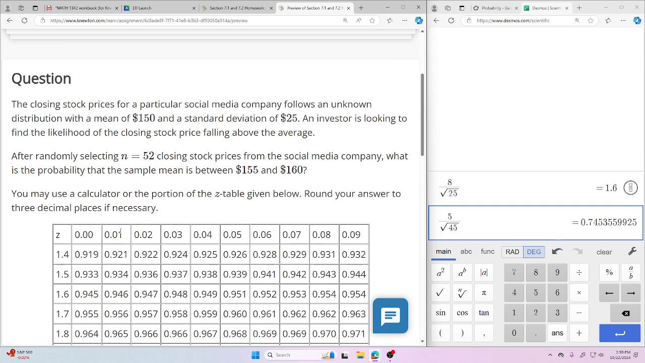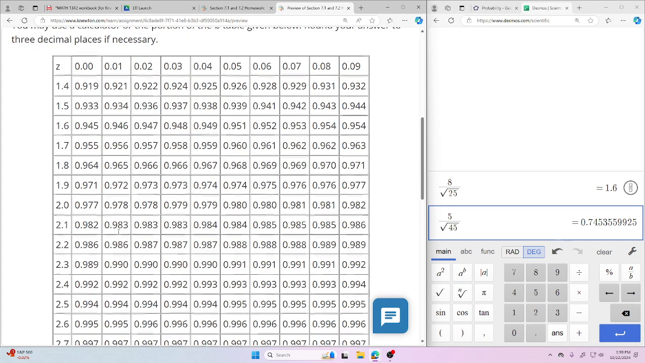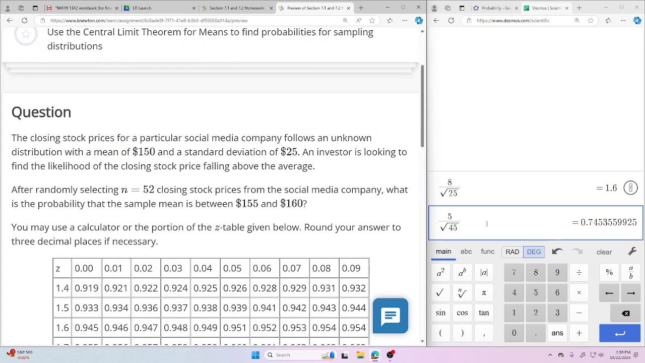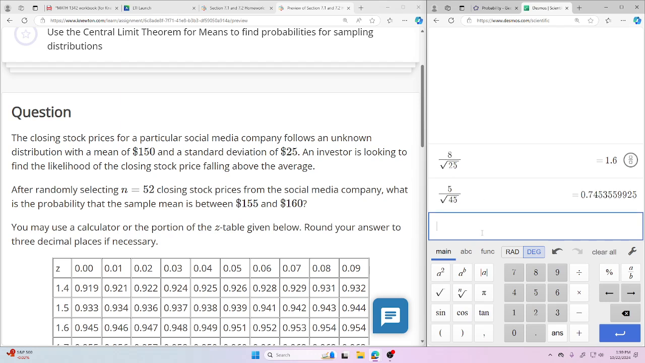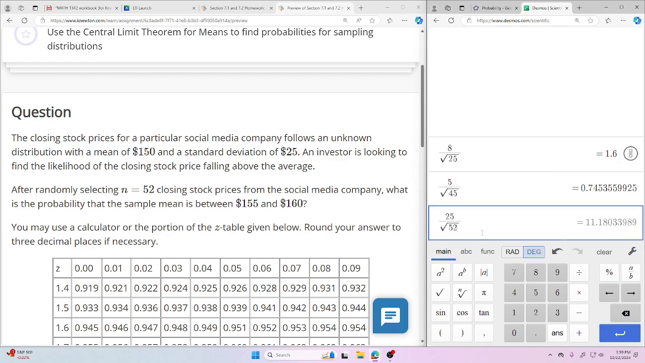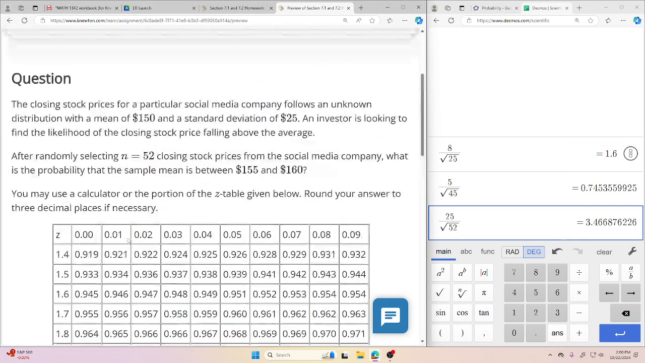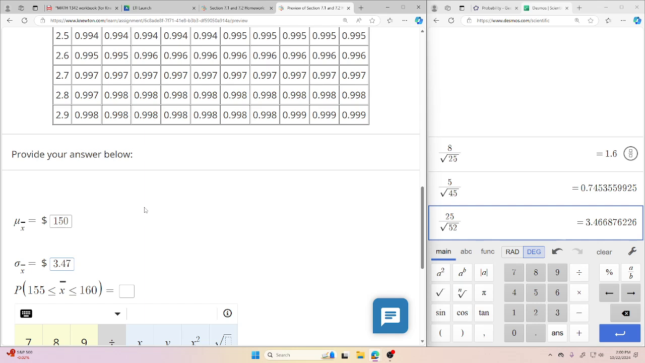So we have a mean of this much. So I put it in there, 150. Standard deviation of 25, but what's my sample size? So 25 divided by the square root of 52, 3.46, whatever. 7, rounded. I don't know if they want two decimal places. 3 decimal places? Oh, look, it's dollars and cents. That makes no sense to me.